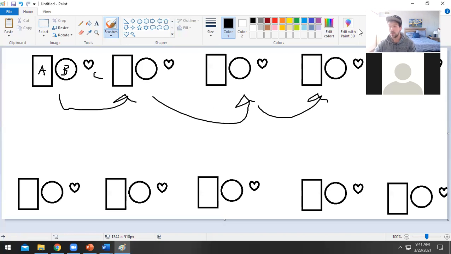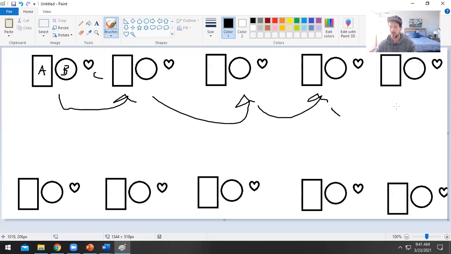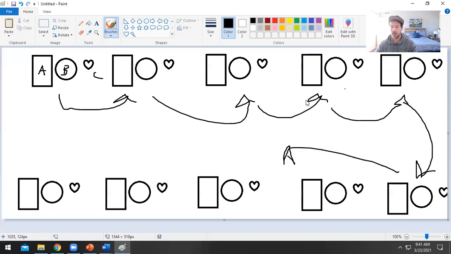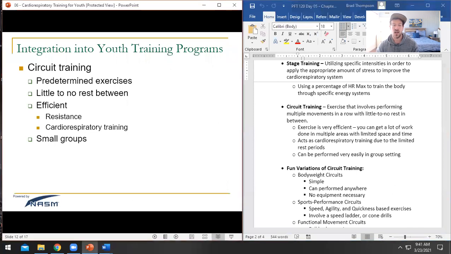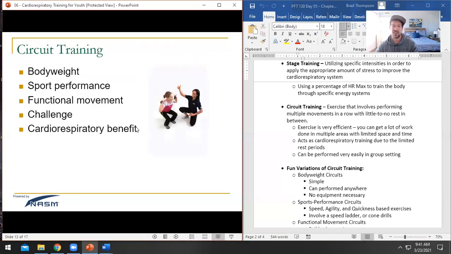It's a great way to run your boot camps, doing this sort of small, I used to call it pod versions of things, right? We just set up all these little pods and they would work their way around the room. Love circuit training. Circuit training is super, super fun. Kids love group training too. So small group training or large group training, group exercise classes, all that's going to be really great. So we love circuit training, little to no rest in between. It's very efficient. You can get a lot of work done in very limited space.